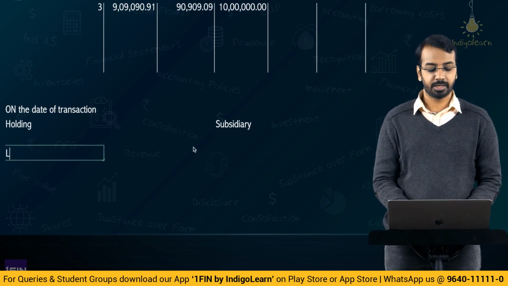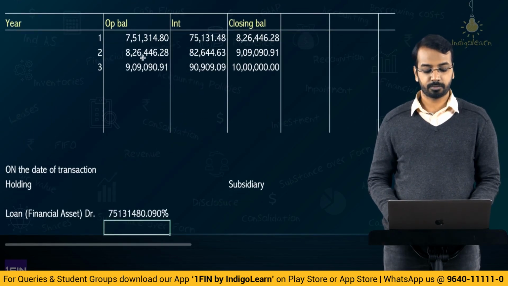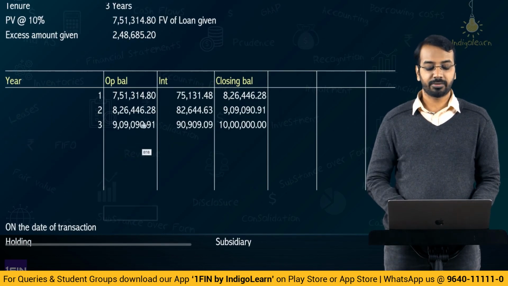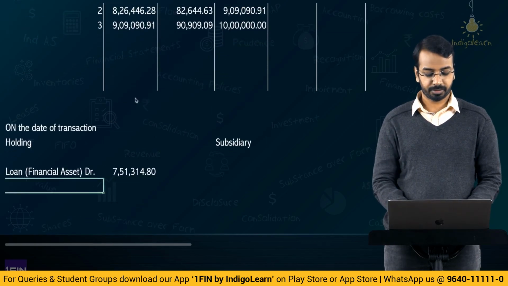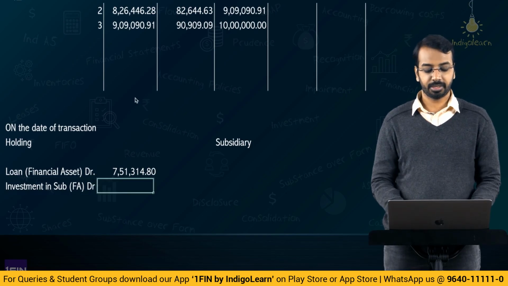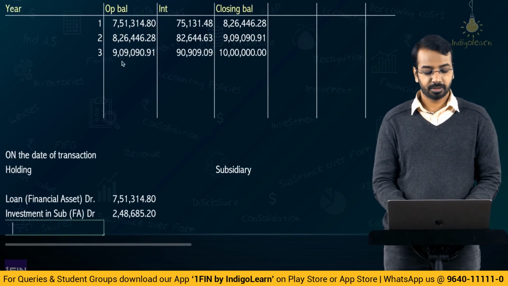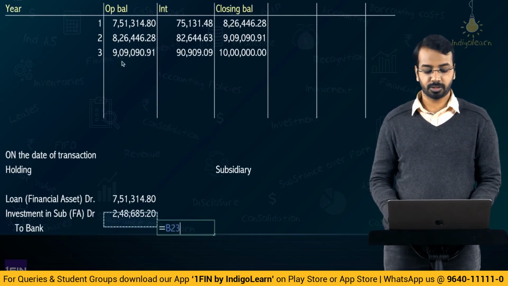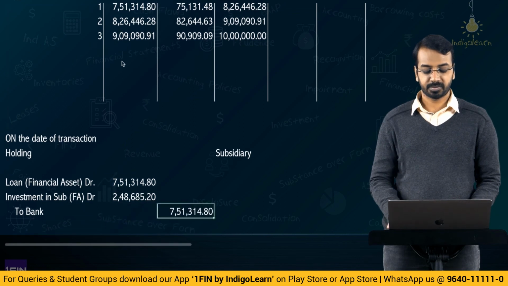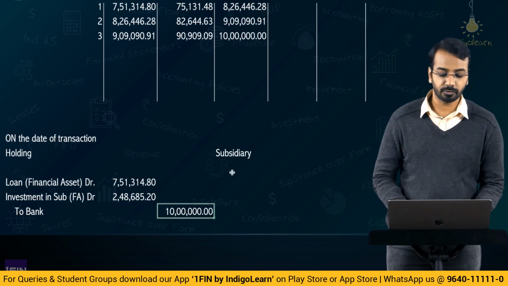So, holding company would say loan, which is a financial asset, debit, how much? Using the fair value, that is 751,314. Loan considering the fair value 751,314 and investment in subsidiary, this is also a financial asset, debit by how much? The difference amount, that is 248,685 to bank, sum of these two, which is 10 lakhs. Okay, this is in the books of holding company.